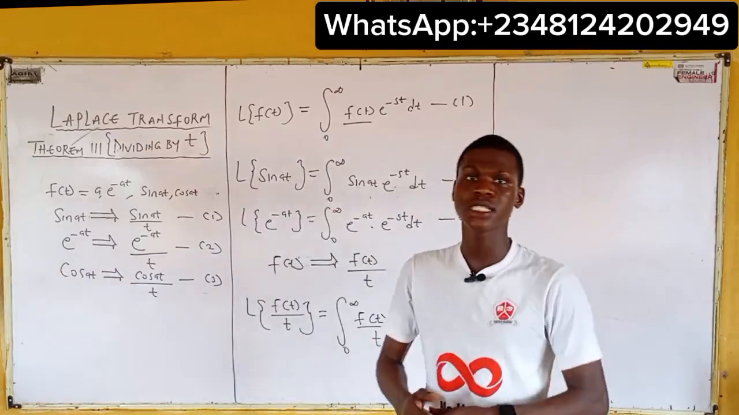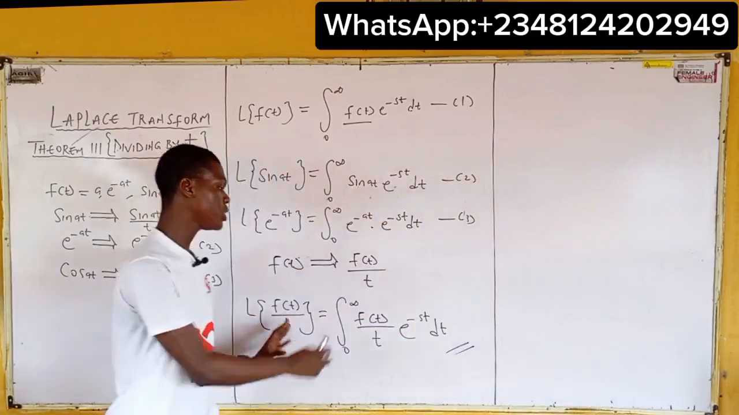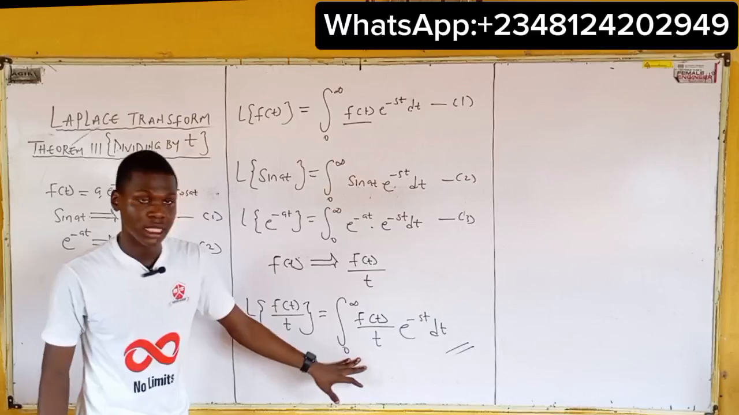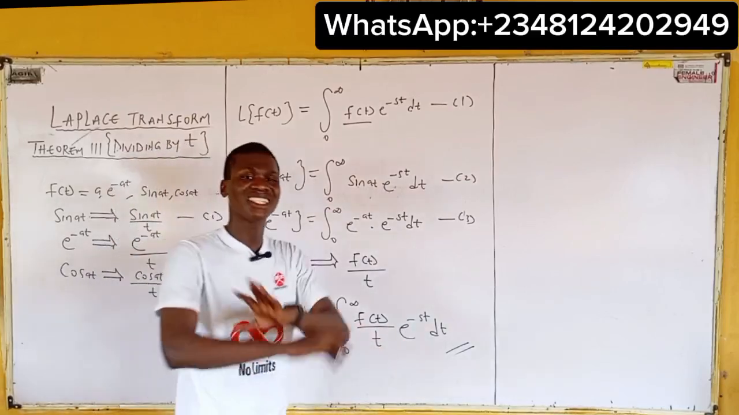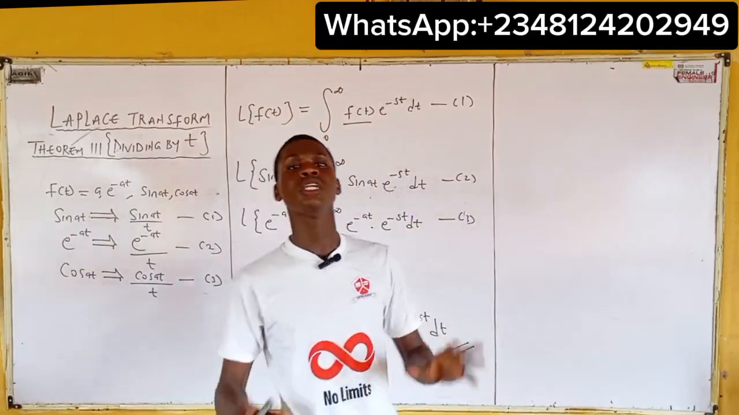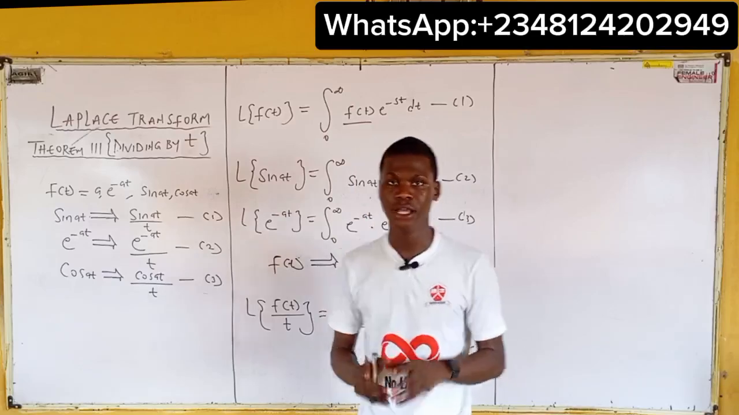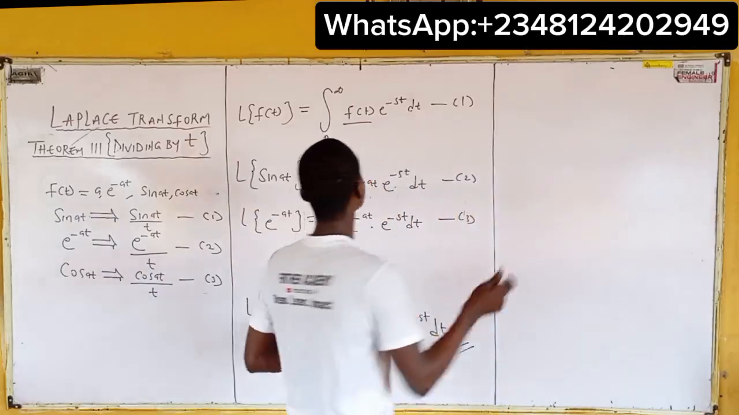The question now is, how do we then get this general formula? Take note that anyway we'll be transforming this very guy to this, that becomes the general standard on solving a particular question on the dividing by t theorem as far as Laplace transform is concerned, right? All right, moving on.